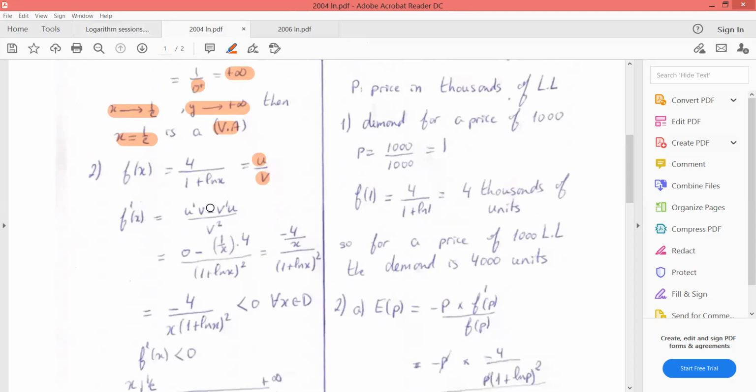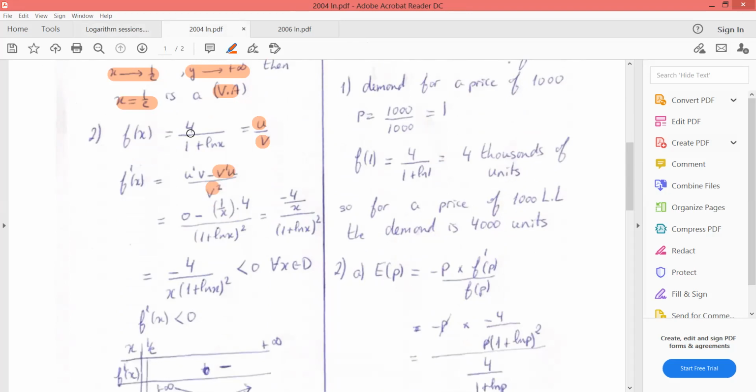u prime v minus v prime u over v squared. u prime is 0 times 1 plus ln x is 0. v prime is 1 over x times u, which is 4, over v squared, 1 plus ln x squared. We get minus 4 over x over 1 plus ln x squared.